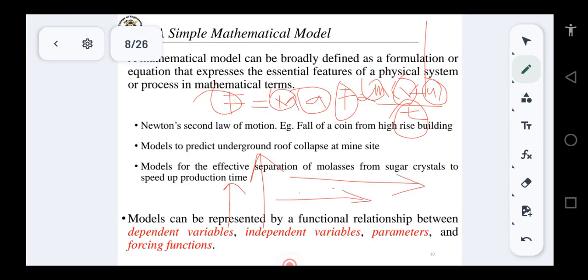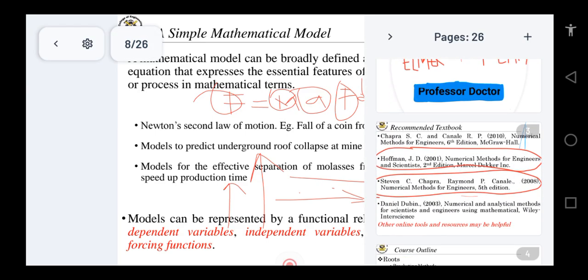Okay, so welcome back again. This is part two of numerical analysis, or numerical methods. The last time we ended at dependent variables, independent variables, parameters, and functions. So without much ado, let's see the meaning of the above.